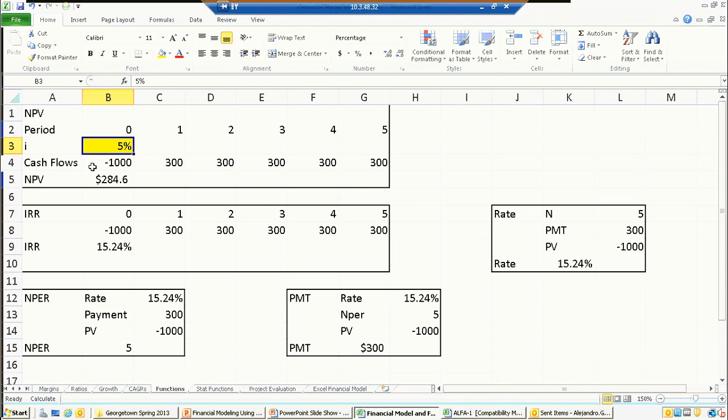Of course, the net present value is a function of your cost of capital. You have a higher cost of capital, the net present value will be lower. So if we double the cost of capital to 10, the net present value goes down.